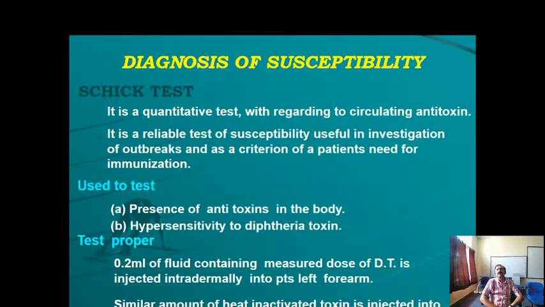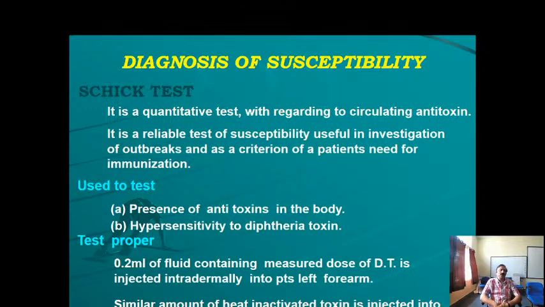Also, to detect susceptibility, there is the Schick test. This comes many times in the exam. The Schick test is a quantitative test with regard to circulating antitoxin. It is a reliable test for susceptibility, useful in investigation of outbreaks, and as the criteria for patients to be given immunization in adults. In children, we give it to everyone. The use of the test is to show the presence of the antitoxin and hypersensitivity to diphtheria toxin.